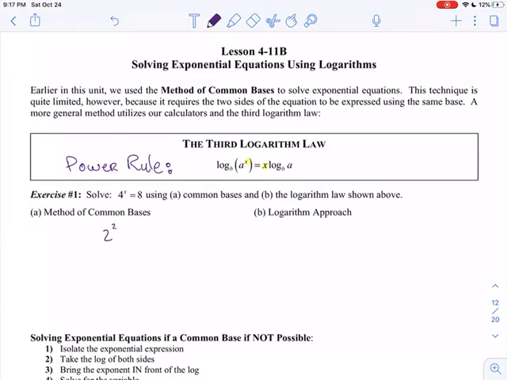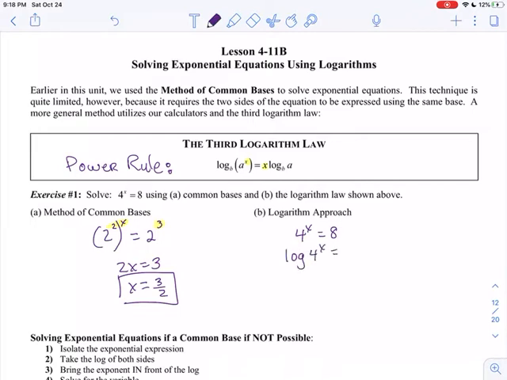Say I have 4 to the x equals 8. We're going to solve it with common bases, and then we're going to solve it with logarithms. I want to write this as a common base. So 4 is really 2 squared, and 8 is really 2 to the third. Once I have the same bases, I'm allowed to just set those exponents equal to each other. So I get 2x equals 3, x equals 3 divided by 2. Okay, so that's a common base.